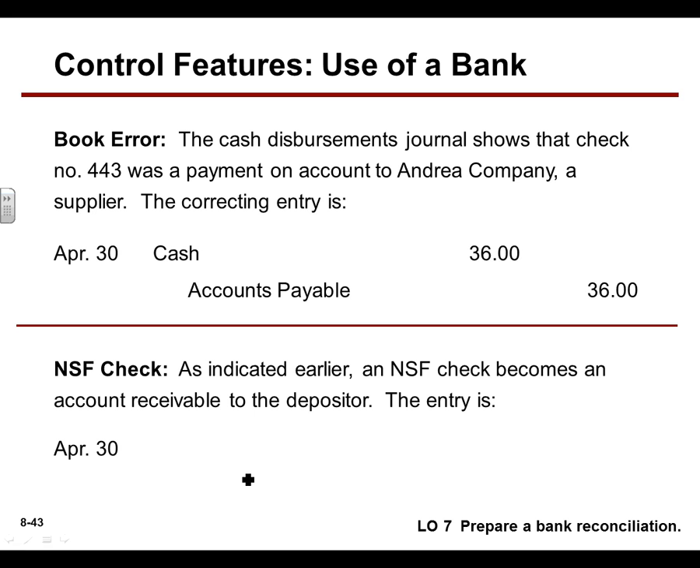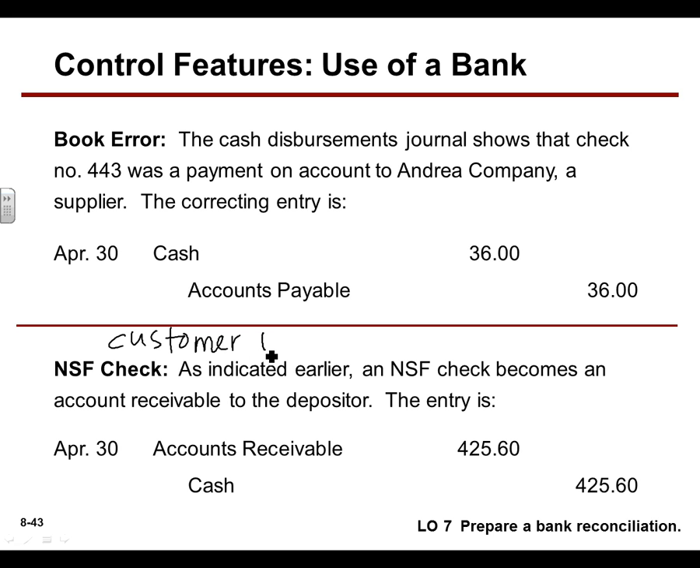An NSF, so non-sufficient funds. As indicated earlier, an NSF check becomes an accounts receivable to the depositor. So like if we write a bad check, we now owe these people money. We are losing the money, and these people now owe us money. So think of it like a customer.